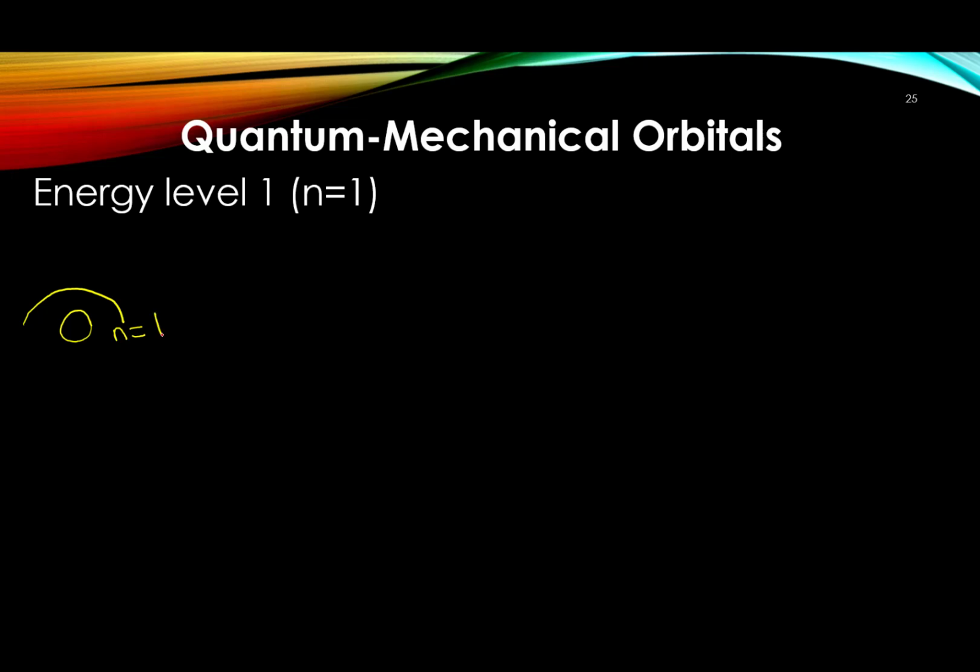In energy level 1, we have s orbitals. An s orbital. That's in energy level 1. Okay, we have s orbitals. S orbitals look like spheres. Okay, it looks like a sphere.